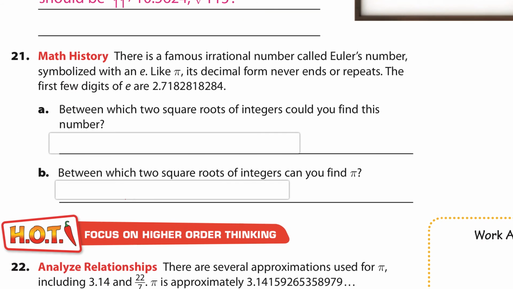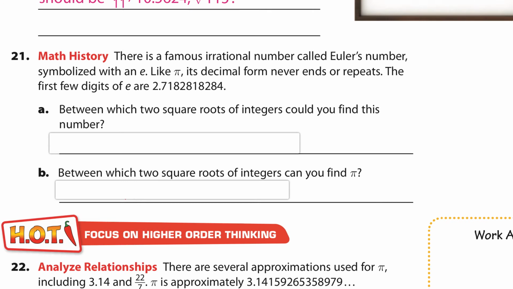21. There's a famous irrational number called Euler's number, symbolized like this. It has an E, and like pi, the decimal form never ends or repeats. The first few digits of E are 2.71828, 18284. Between which two square roots of integers could you find this number? In between the square root of 4 and the square root of 9.